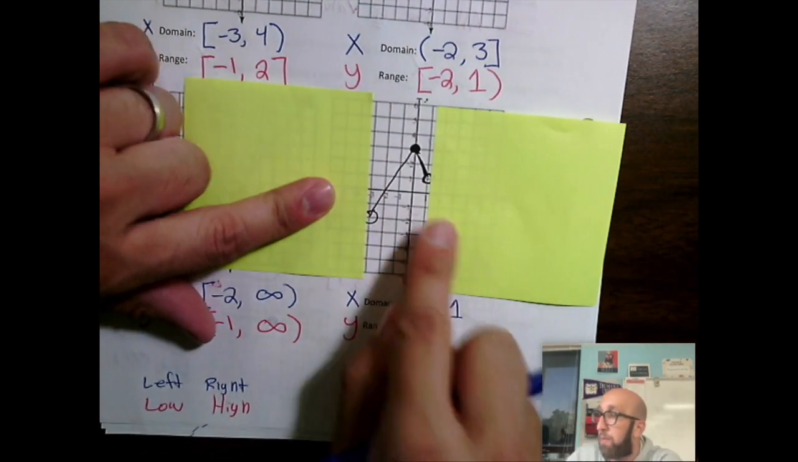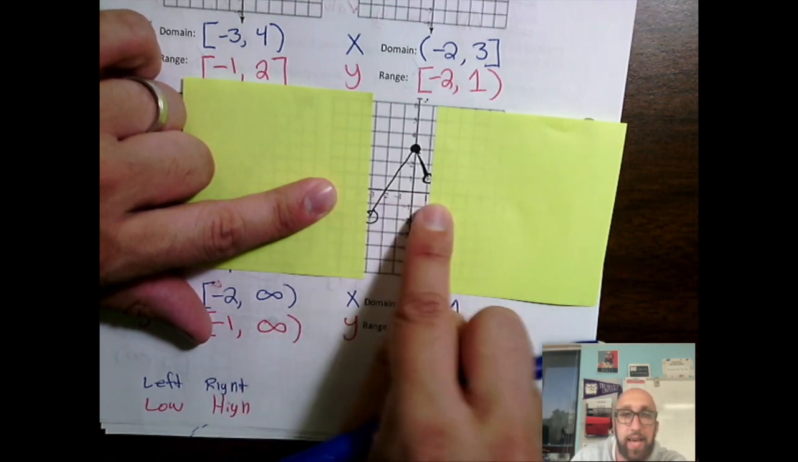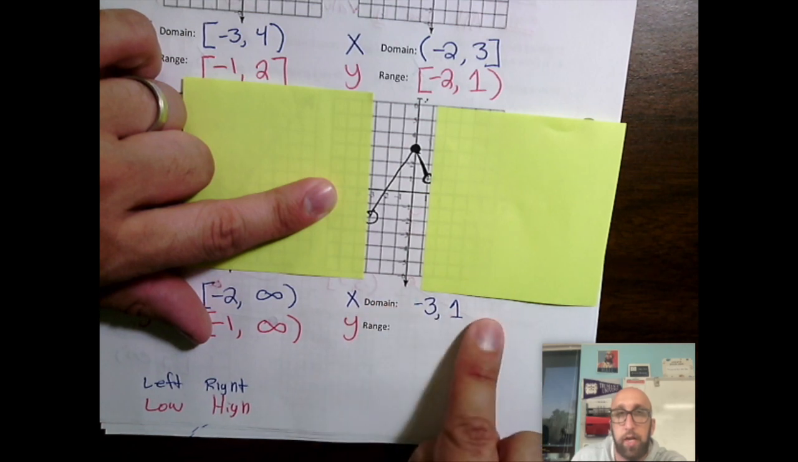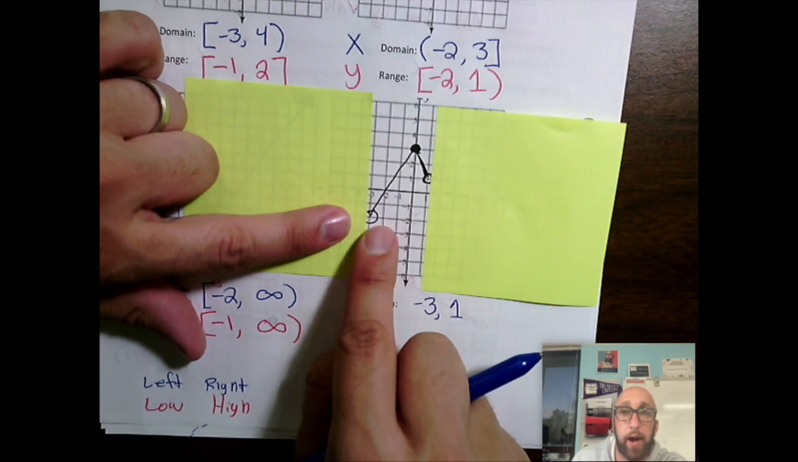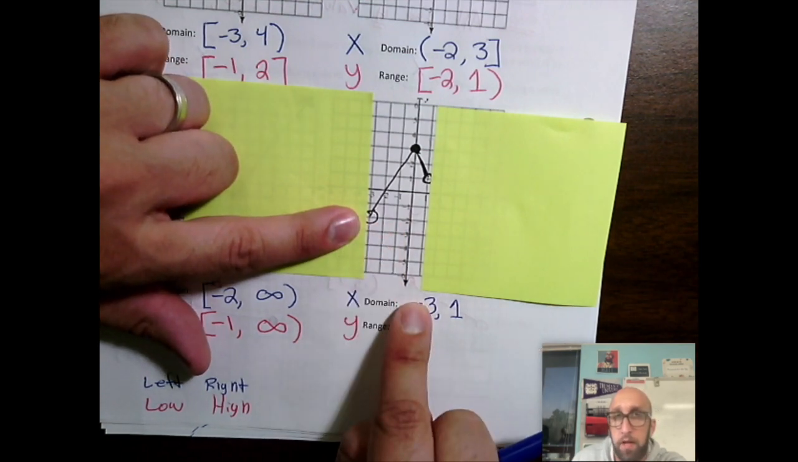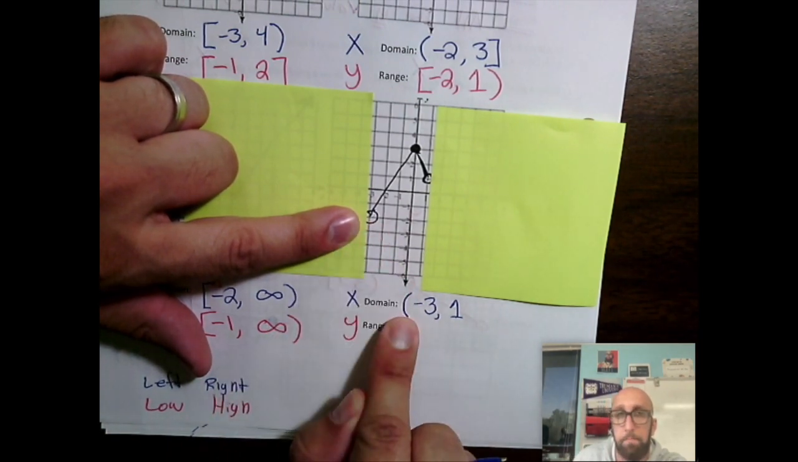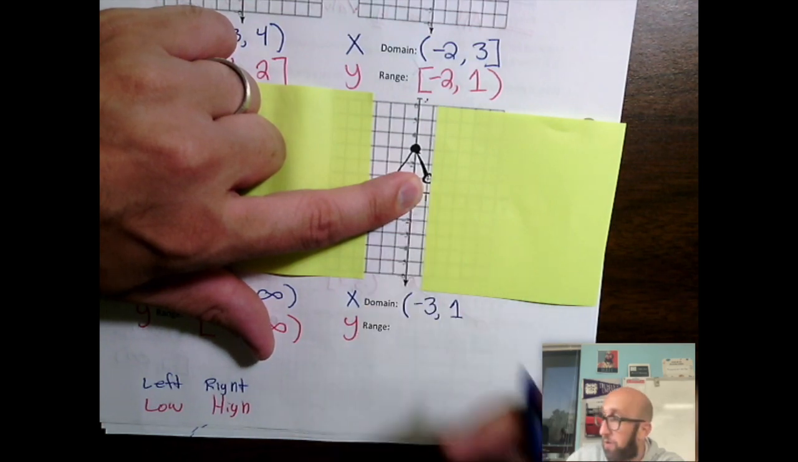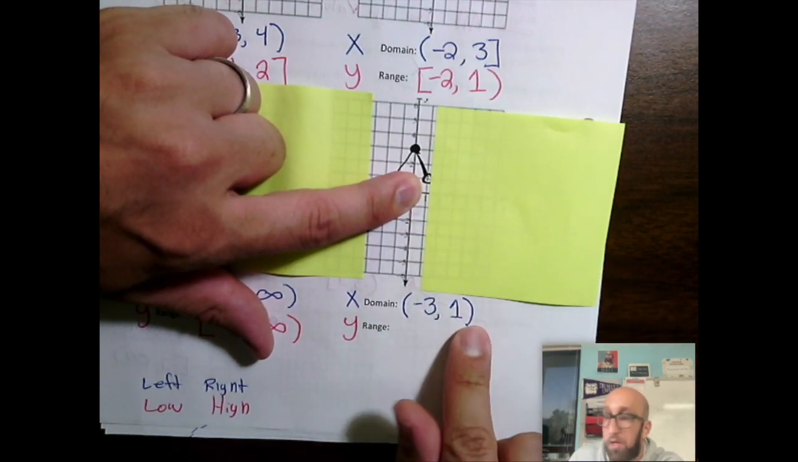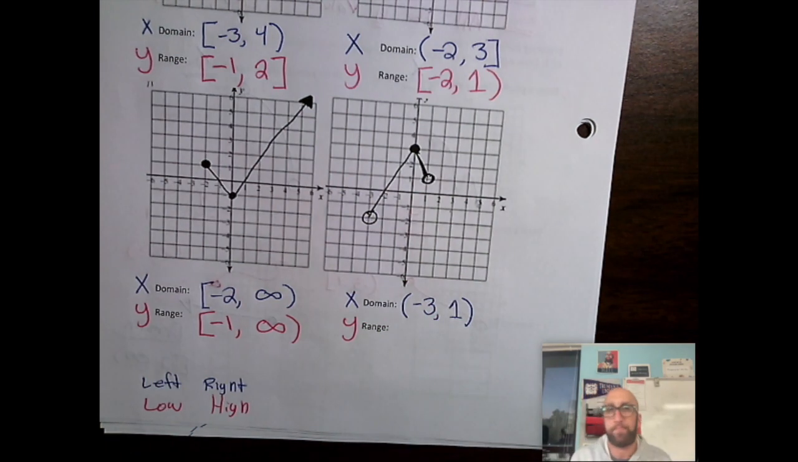With domain, I'm looking at the x-axis for numbers. So -3, 1. Finally, after numbers, we're going to figure out parentheses versus brackets. Since I have an open circle on the left side, we're going to have a parentheses to go with that open circle. On the right side, I see another open circle, so that's going to be a parentheses on the right side of my answer here. So that is my domain.